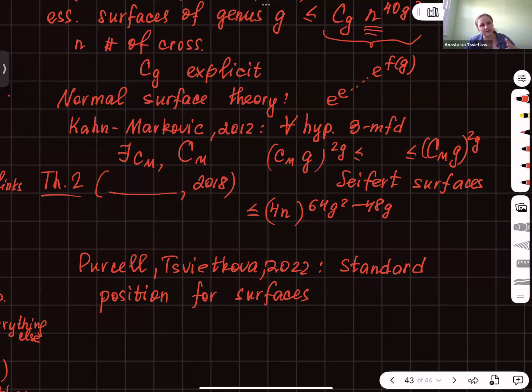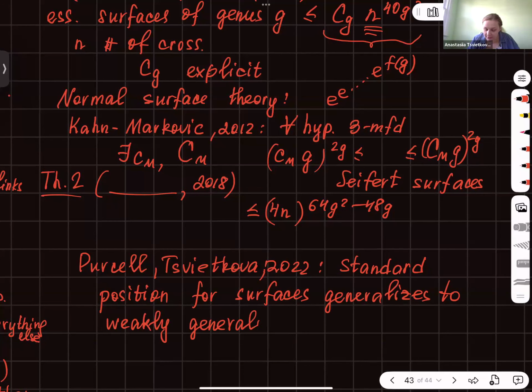We're not talking about links anymore in three-sphere. We're not talking about just alternating links anymore. So standard position for surfaces generalizes to, and this is called, weakly generalized alternating links. I'll abbreviate them as WGAL.